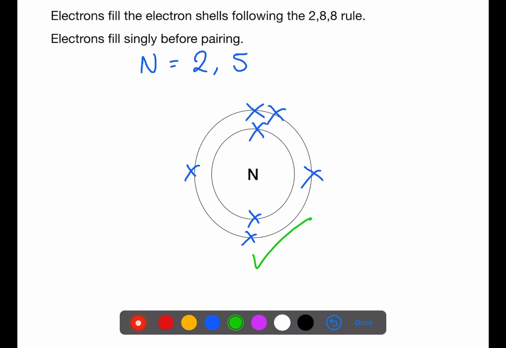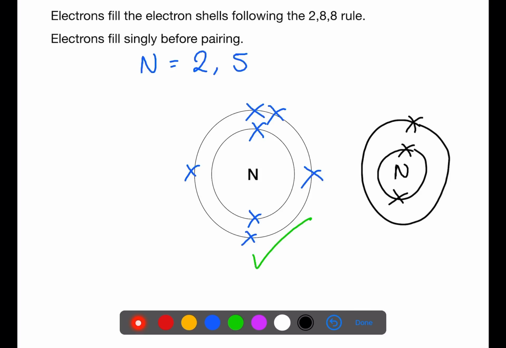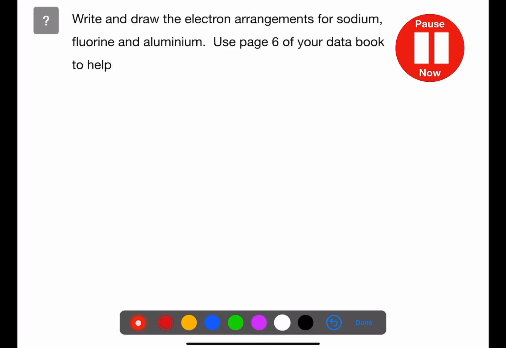This means that this electron arrangement is correct, whereas this electron arrangement, where we have electrons pairing before all 4 regions are filled singly, would be incorrect. Pause the video now and use page 6 of your data book to write and draw the electron arrangements for sodium, fluorine and aluminium.